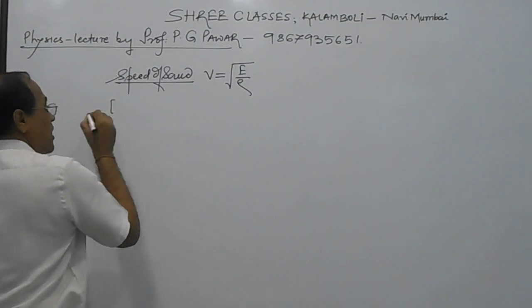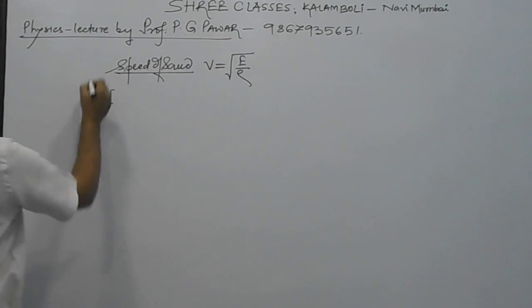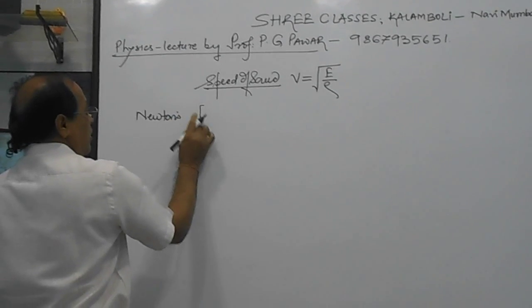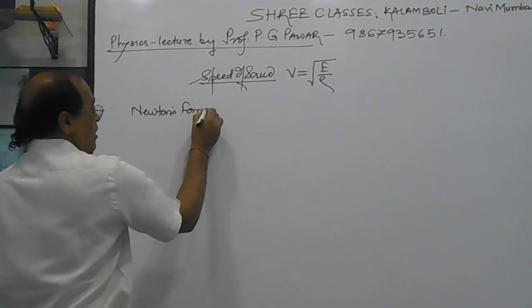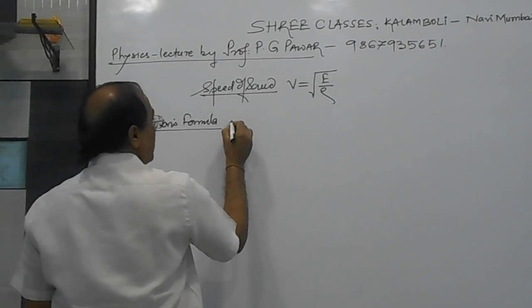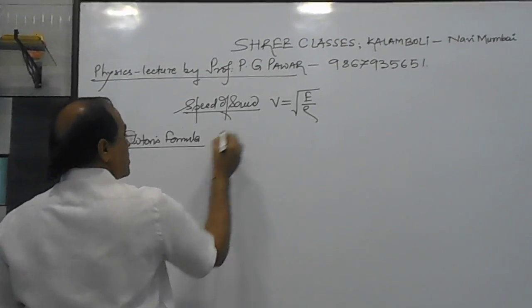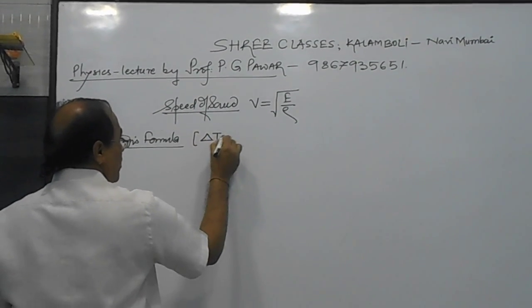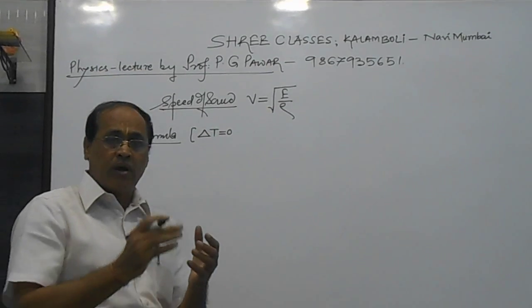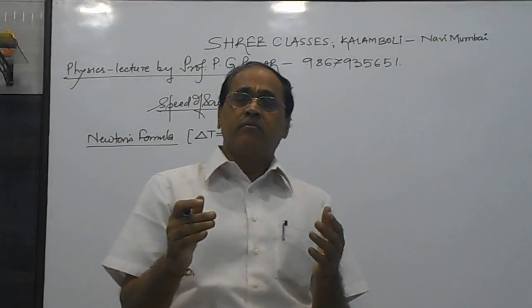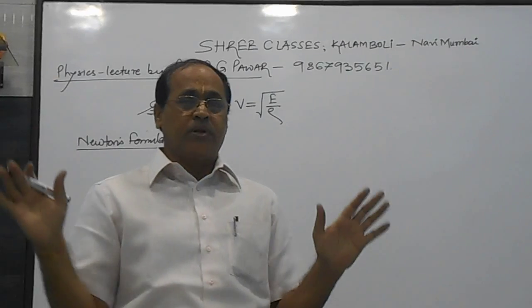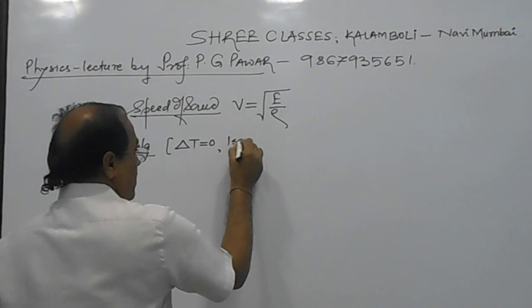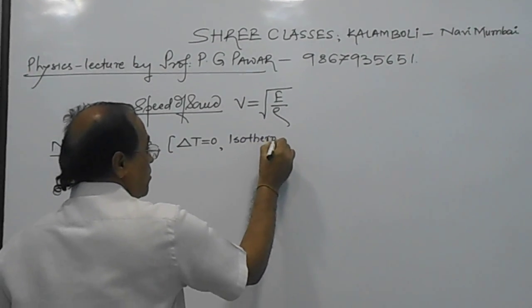But one of the important assumptions of Newton's formula is V equal to this much. His assumption was there is no change in temperature when the sound wave travels through the medium. That medium remains at isothermal temperature. There is no change in temperature, meaning ΔT equal to 0, or we can say it is isothermal.